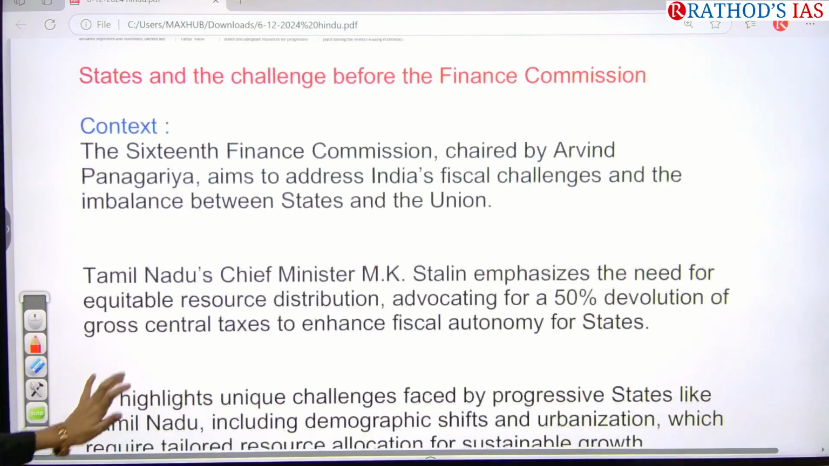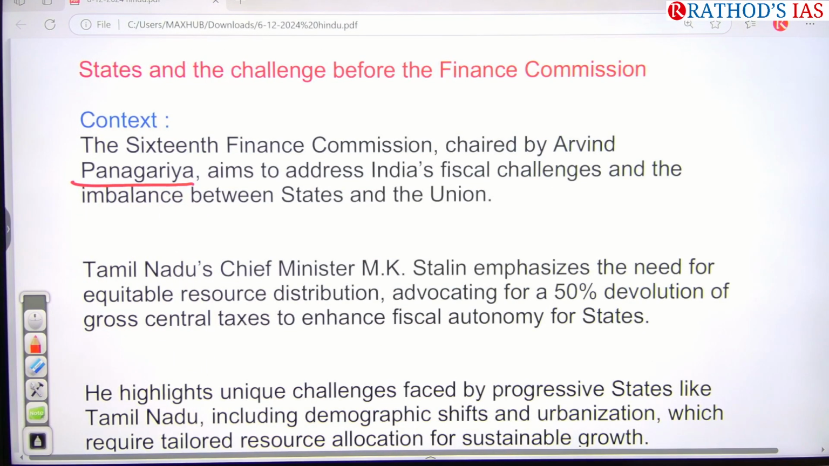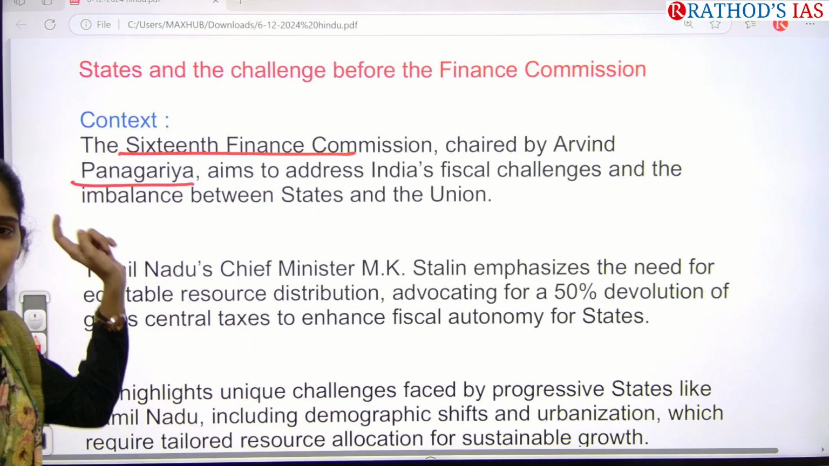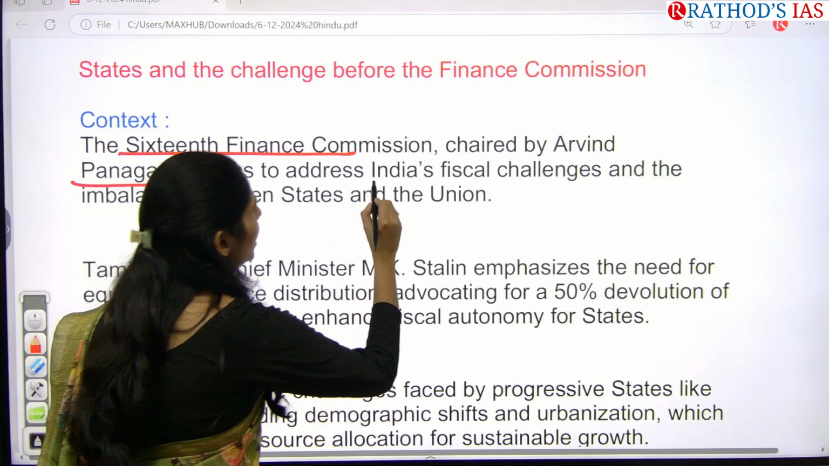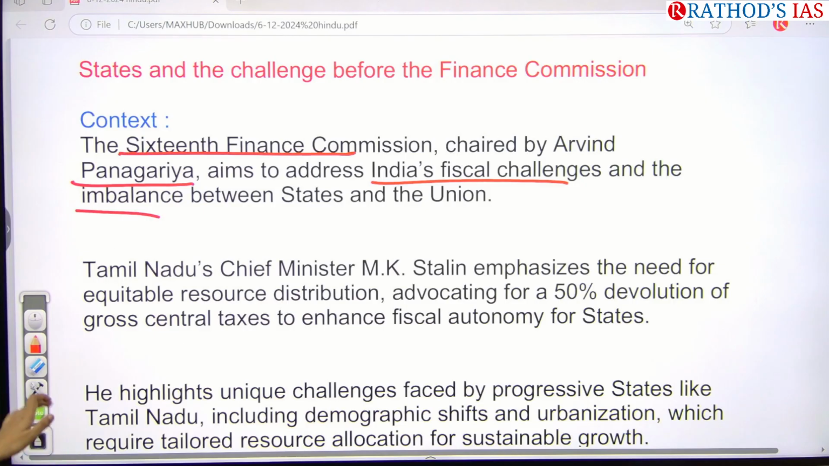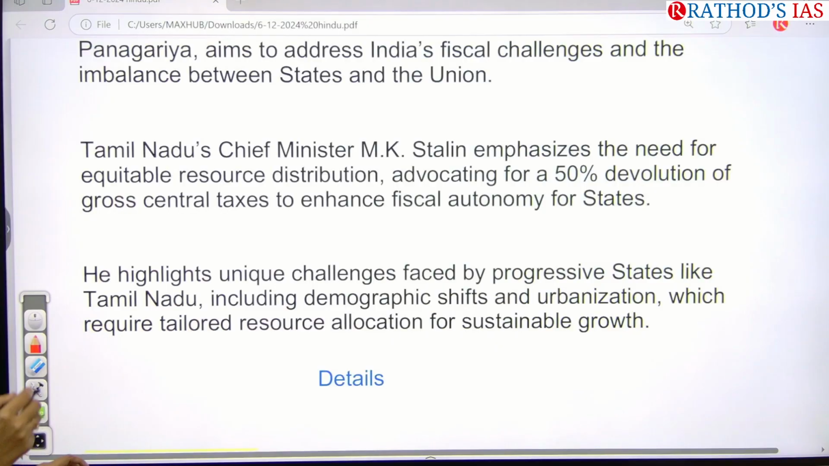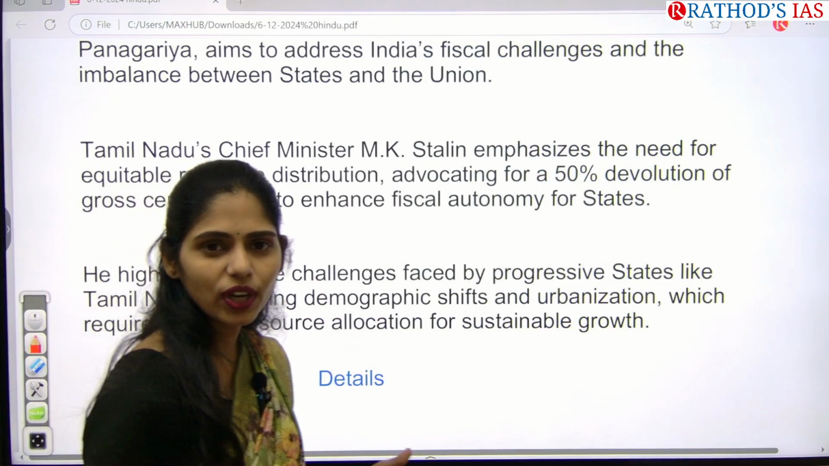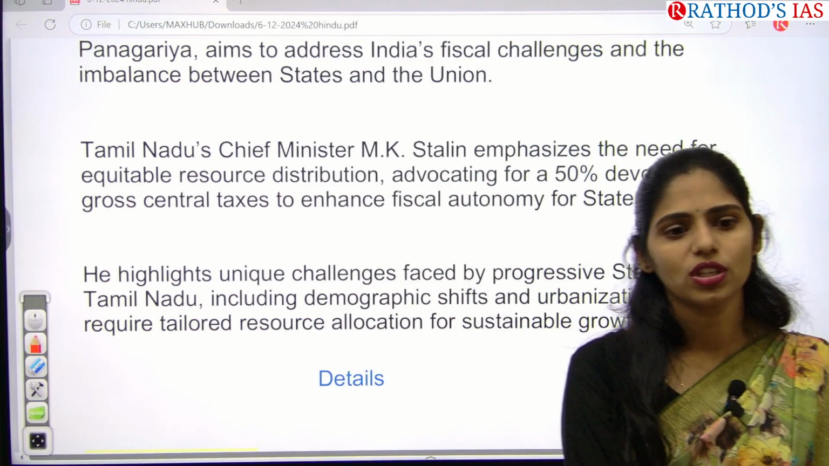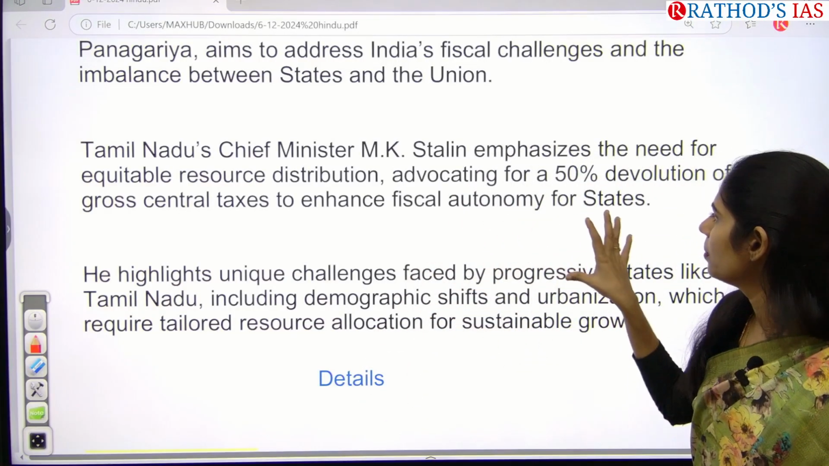So the 16th Finance Commission is chaired by whom? Arvind Panagariya. It is very important. Arvind Panagariya is the chairperson of the 16th Finance Commission, which aims to address India's fiscal challenges as well as imbalances between the states and the union. And now the Tamil Nadu Chief Minister is emphasizing that we need to get more funds. We need equitable resource distribution. In the same way that you are giving resources to the north, these southern states also need to get them. This is the argument which was mainly made.